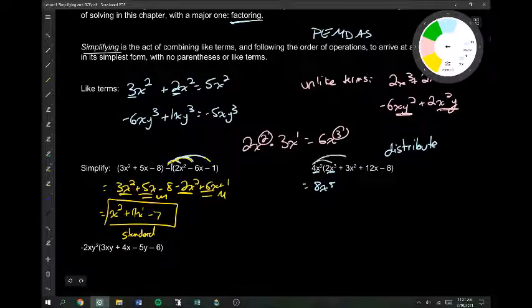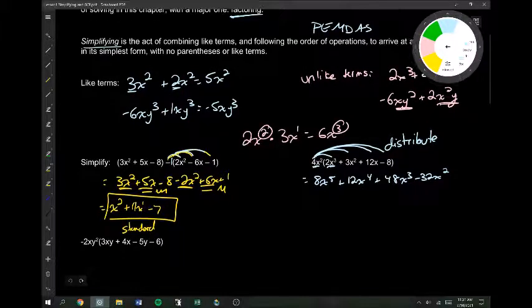Next I do 4x squared times 3x squared. That becomes 12x to the fourth. So the powers add. X squared times x squared is x to the fourth. So 4x squared times 12x is going to become 48x to the third. And 4x squared times negative 8 is going to be negative 32x squared. This is in standard form. The powers are decreasing. And I have simplified. The parentheses are gone, like terms are all combined.